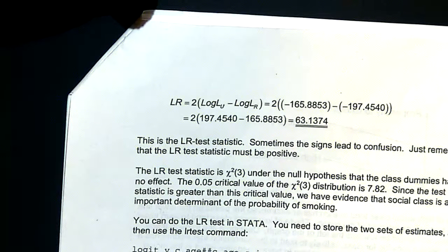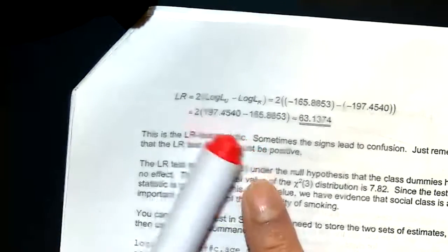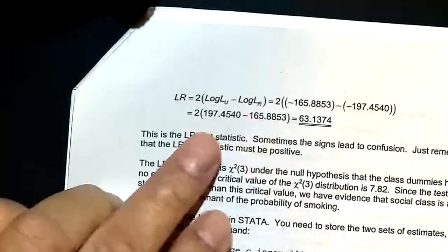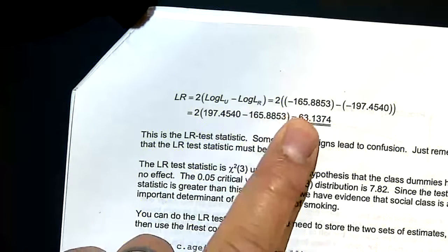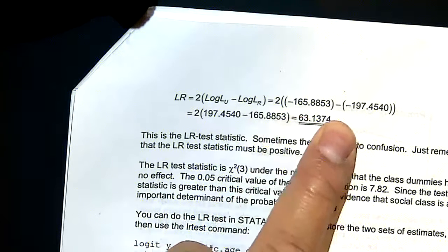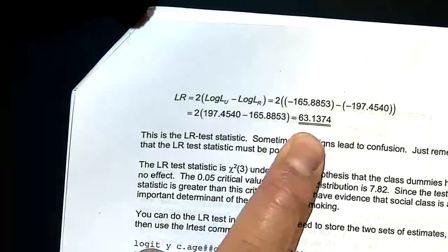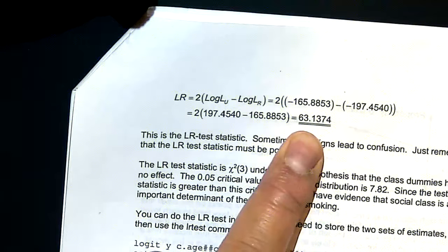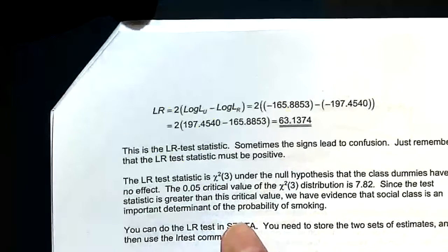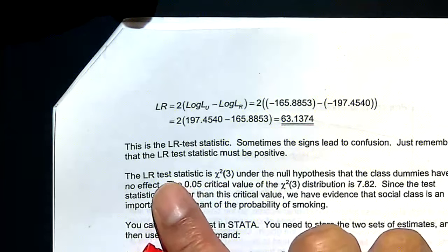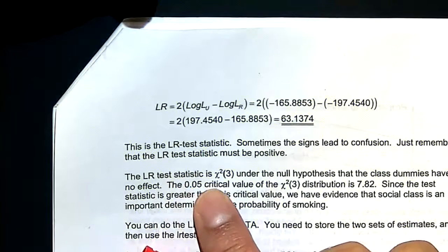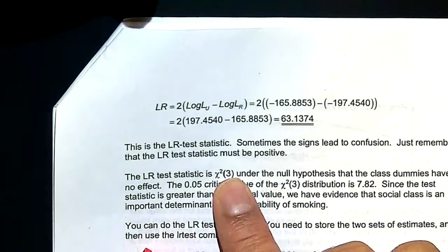So what I'm saying is you take the log likelihood for the unrestricted model minus the log likelihood for the restricted model, which are these two numbers here. So it's minus 165 minus 179. And when you do that, you get 63.13. That's a big number, okay? And you need to compare that to the chi-squared. The likelihood ratio test statistic has a chi-squared distribution with 3 degrees of freedom, okay?